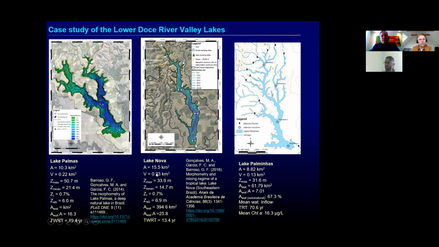Lake Nova is a little bit larger, 15 square kilometers. It's 33 meters deep, and it can take about 13.4 years to renew the water. And this lake is quite unique. This is Palminas Lake. It's very dendritic; the shoreline development index is about 8. Then we have a maximum depth of 31 meters, and the mean theoretical retention time is about 70 years. So it's very long. That's why this lake is undergoing a very intense eutrophication state.